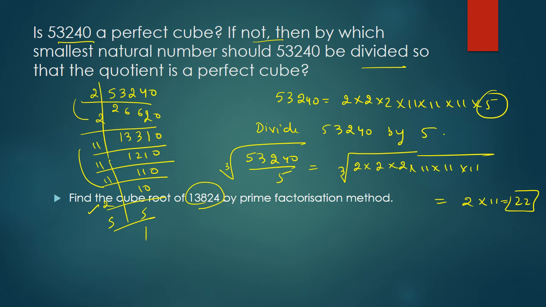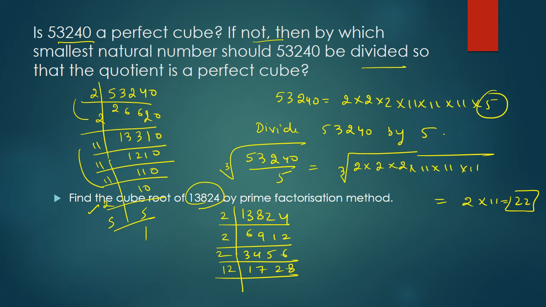You have to find out, by prime factorization, the cube root of 13824. Again, take the LCM. 2 6s are 12, 2 9s are 18, 2 1s are 2, 2 2s are 4, 2 3s are 6, 2 4s are 8, 2 5s are 10, 2 6s are 12, 2 1s are 2, 2 7s are 14, 2 2s are 4, 2 8s are 16, 12 ones are, okay, let's not do it with 2, directly 12, because then it will not be, what?